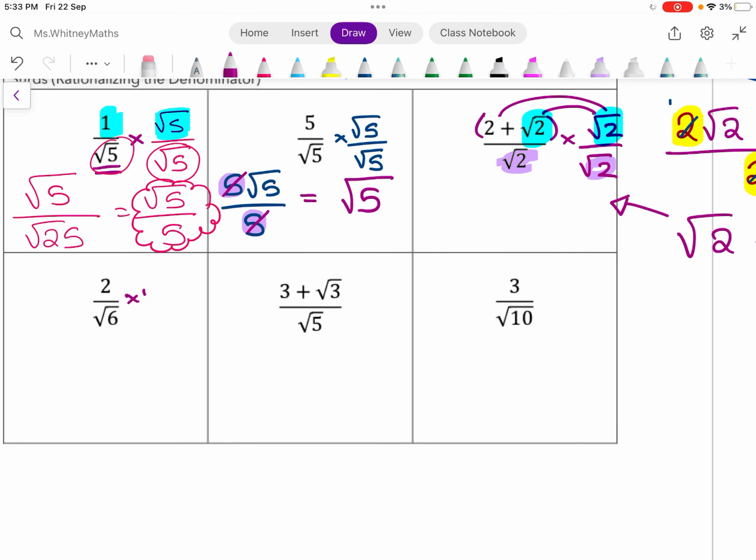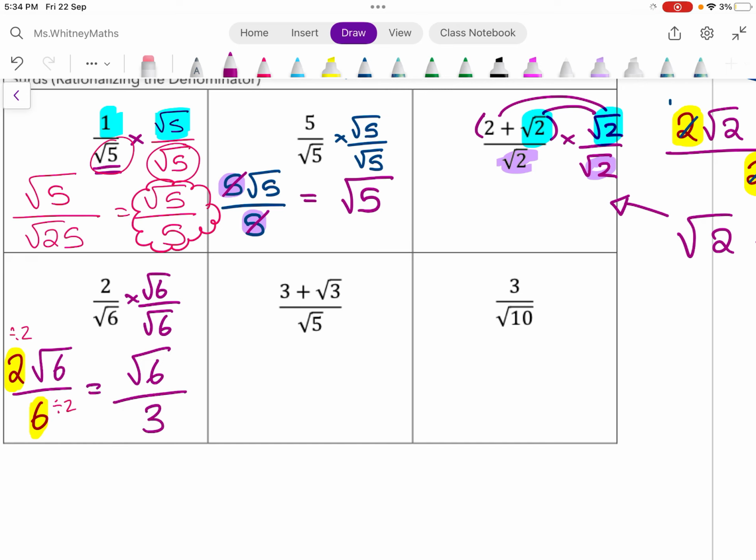Now, I'm going to go through the next one. We're going to multiply it by root 6 over root 6. This is going to become 2 root 6 over 6, because root 6 times root 6 is just 6. And then here we can cancel these two values, so 2 and 6 are both divisible by 2. So we get 1 root 6 over 3. We have divided both of those terms by 2 because that's the highest common factor. So we've simplified it. We don't need a 1 on the top, though it's technically still correct.